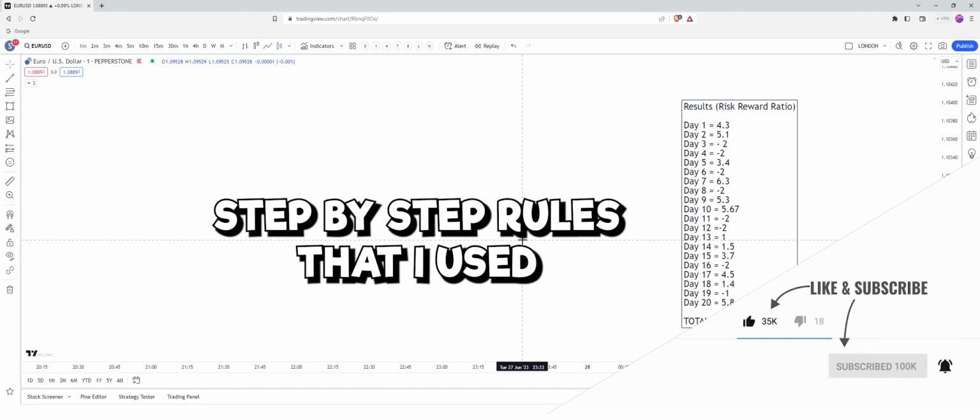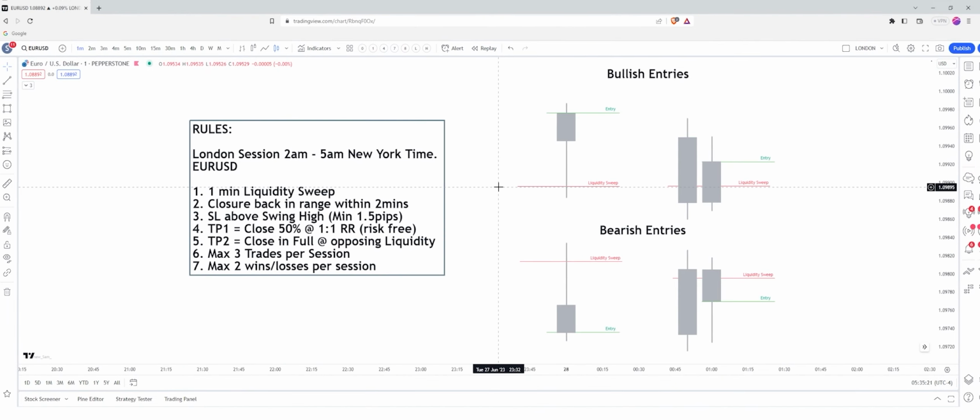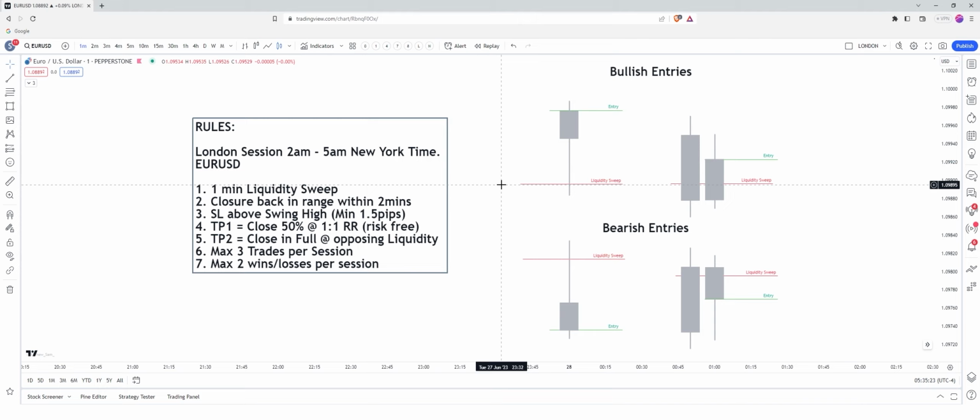Now, let's go over the step-by-step rules that I used when backtesting this strategy. What we're going to be looking for are failures to displace above key liquidity points that we're going to be highlighting on the 1-minute time frame. In simple terms, we're looking for 1-minute liquidity sweeps.